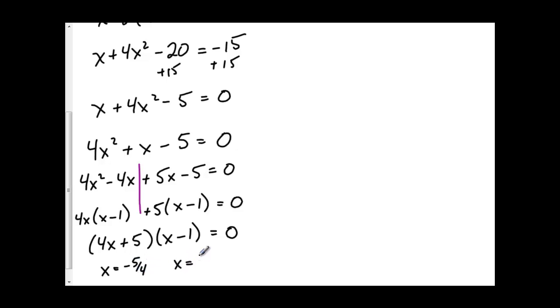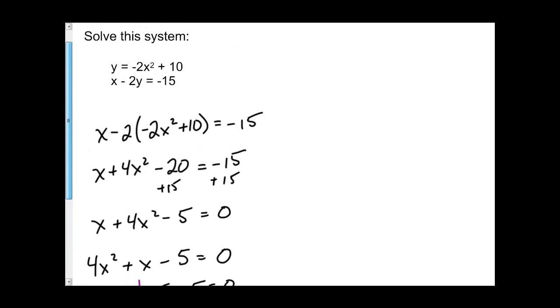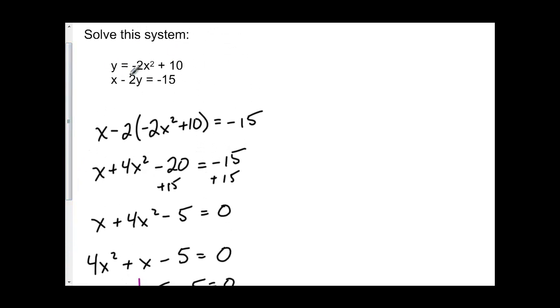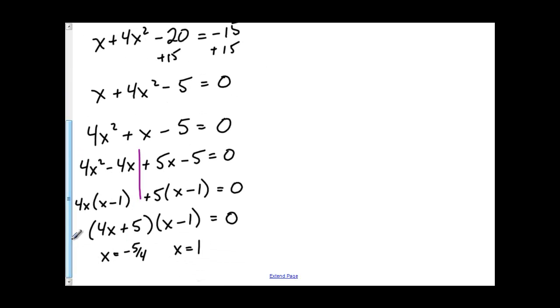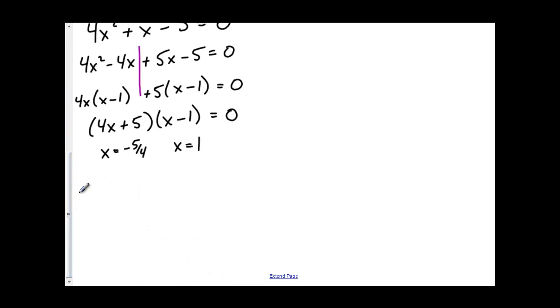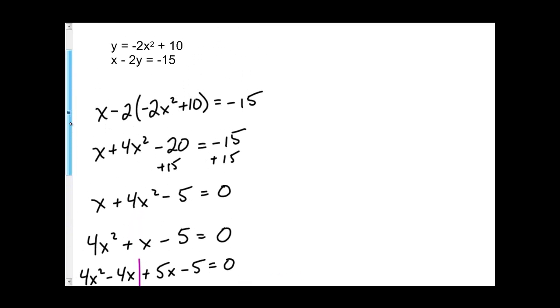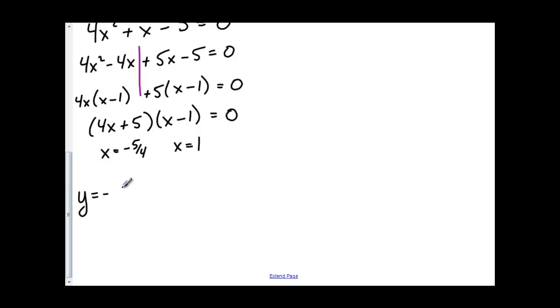To make this one equal to 0, x is going to have to be 1. I'm going to look back at my original equations and decide what the simplest one is. I'm going to use the first one because it's already in a y equals form. So y equals negative 2x squared plus 10.